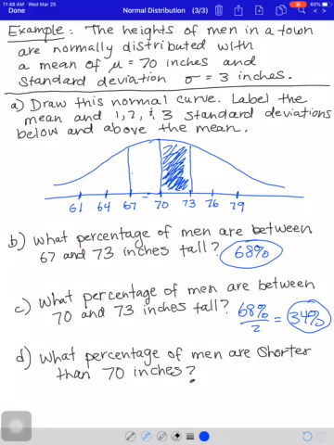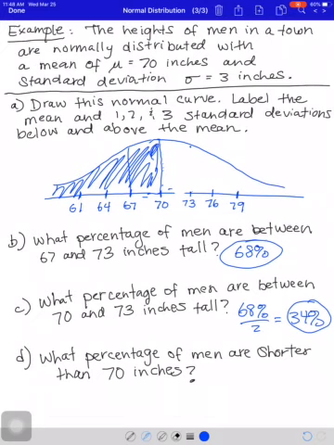And then finally, what percentage of men are shorter than 70 inches? If I were to sketch that region, shorter than 70 inches would be everyone over here to the left of 70. And what percentage of the curve is shaded here? Because the total area is 1 or 100%, and again by the symmetry, to the left of 70 is going to account for half of the total area. So half of 100% would be 50%. And there we go.